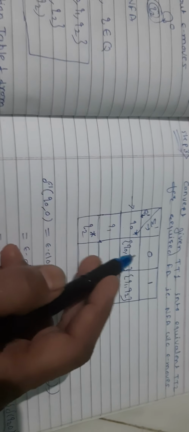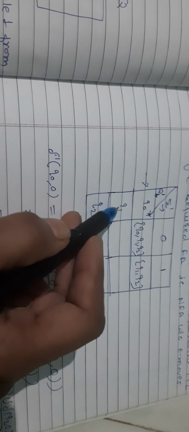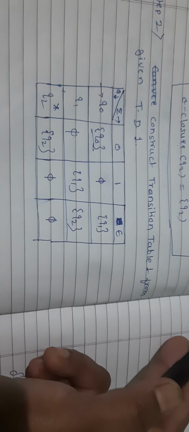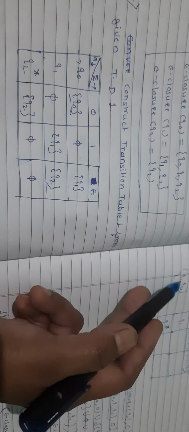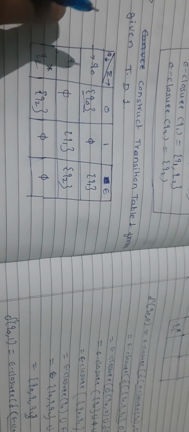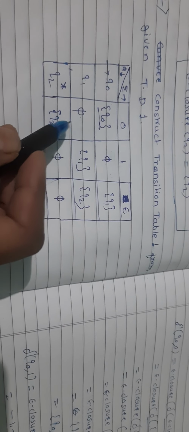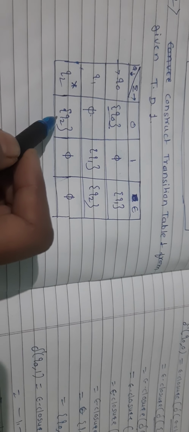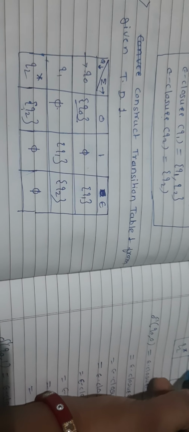Q1, 0. First get the epsilon closure of this one. What is the epsilon closure of Q1? It is nothing but Q1, Q2. Then look into the previous table. Just consider these two states Q1 and Q2, that means only two rows, Q1 and Q2. Then go input-wise and take the union of this one. This is nothing but Q2. And the epsilon closure of Q2 is nothing but Q2. So here write Q2.